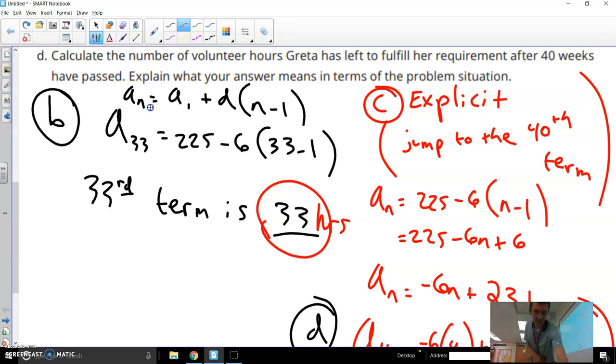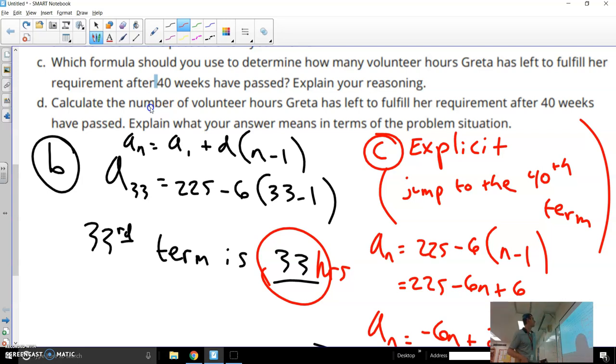So I kind of did C and D together here. It says, which formula should you use to determine how many volunteer hours she has left after 40 weeks? What I did first is I said, let's come up with the formula. What is the formula that I can just plug in the number of weeks and it just tells me how many hours I have left? So we started out similar to part B. But if you notice, the only main difference is when I got to n, I didn't replace it because I really don't know what that number is. I know we're going to use 40 here in a second.